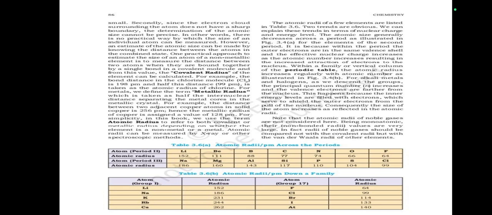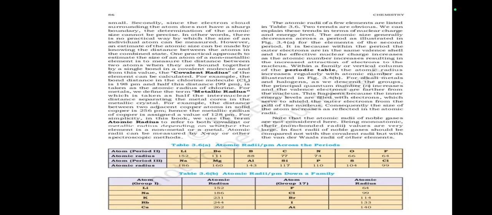For metals, we define the term metallic radius, which is taken as half the internuclear distance separating the metal cores in the metallic crystal. For example, the distance between two adjacent copper atoms in solid copper is 256 pm. Hence, the metallic radius of copper is assigned a value of 128 pm. For simplicity, in this book we use the term atomic radius to refer to both covalent and metallic radius, depending on whether the element is a non-metal or a metal.